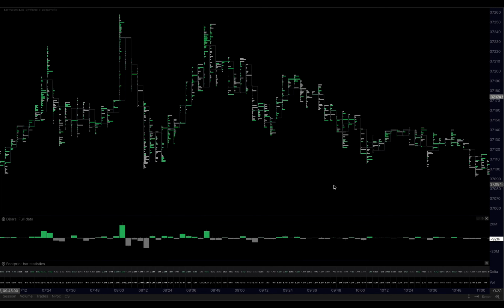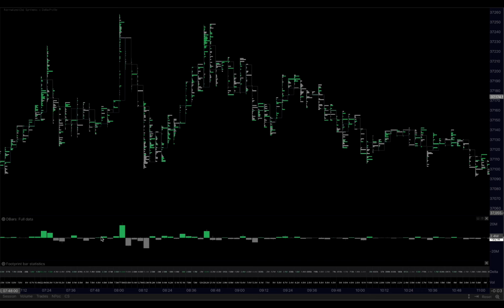We're also going to use something called CVD, cumulative volume delta. What that is essentially is delta added together from all the individual candles over a specific time, usually the daily. And this is recorded two ways, either in the footprint like we have here, or in delta bars, which we have here.